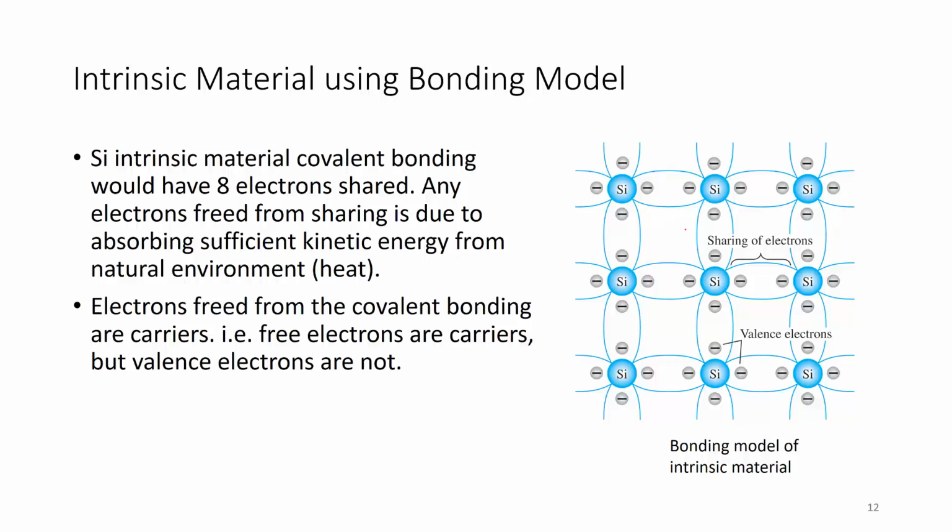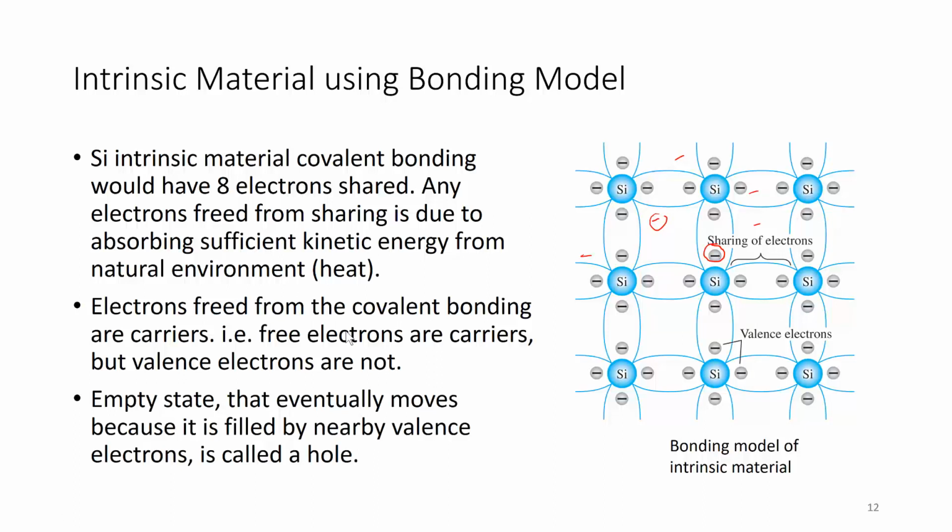So these electrons around here, if they are still in the covalent bonding structure, are called valence electrons and they are not considered carriers. But if the structure receives sufficient kinetic energy from the natural environment, and this one becomes free and frees itself into the structure, then it becomes a carrier.